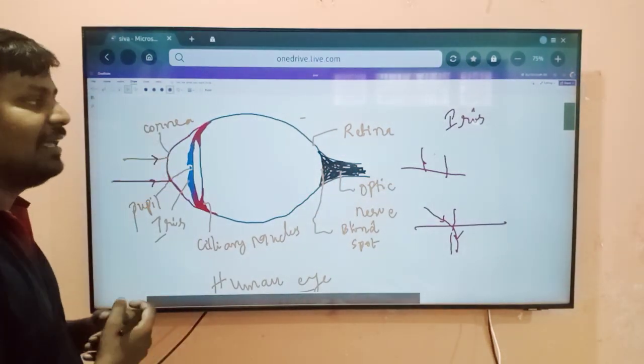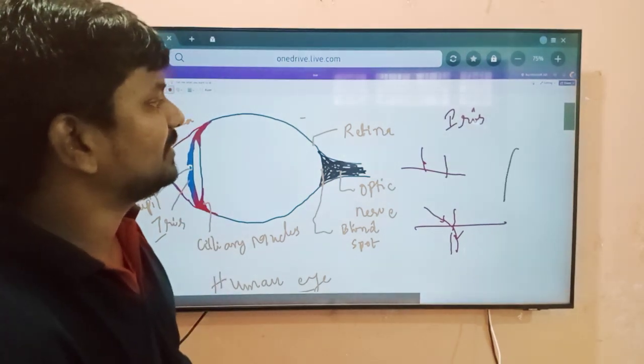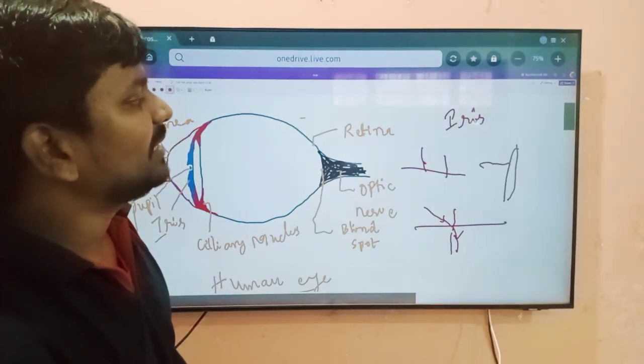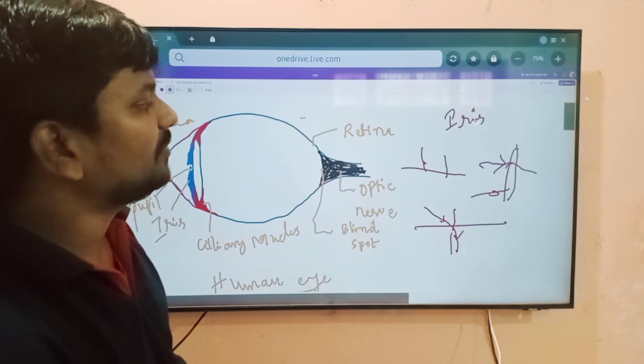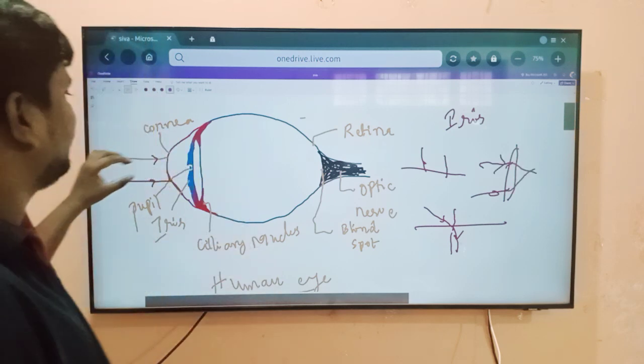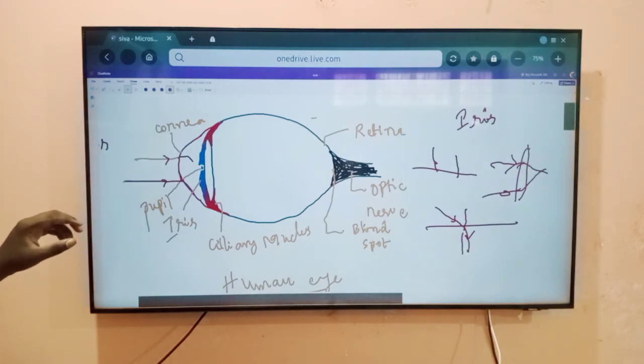So what is the eye lens? The eye lens will converge the light. When you take a lens like this, whenever the light rays are incident on it, it will converge them. The convergence of light rays takes place here also. The light rays pass through it and are made to converge, and they meet at the retina.